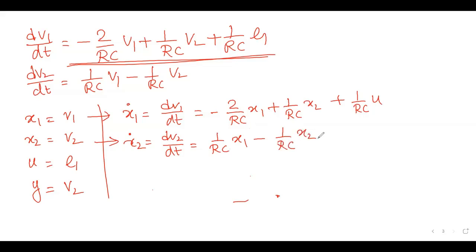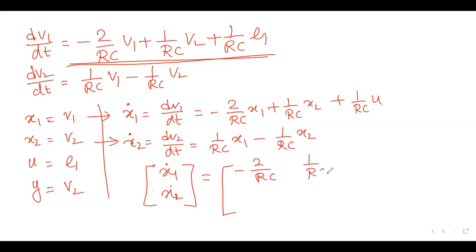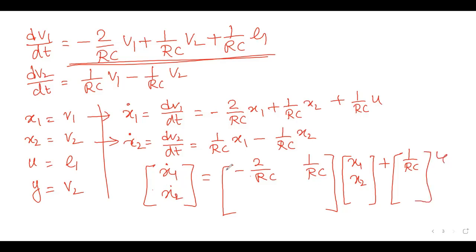Let us now write these two equations in matrix form. X1 dot, X2 dot is equal to the matrix minus 2 by RC, 1 by RC; 1 by RC, minus 1 by RC, times X1, X2, plus 1 by RC, 0 times u. That is, X1 dot equals minus 2 by RC X1 plus 1 by RC X2 plus 1 by RC u, and X2 dot equals 1 by RC X1 minus 1 by RC X2.